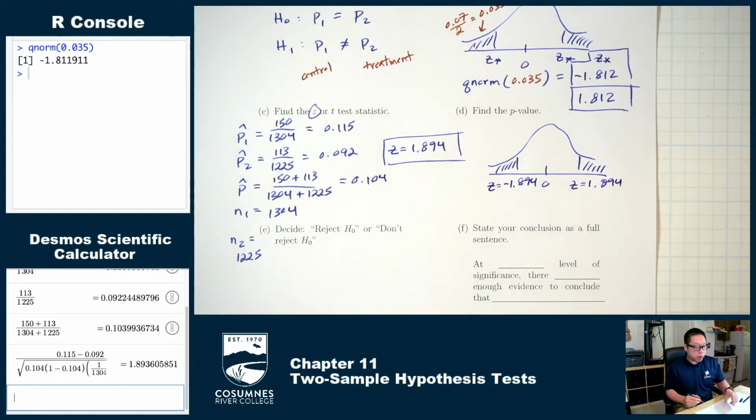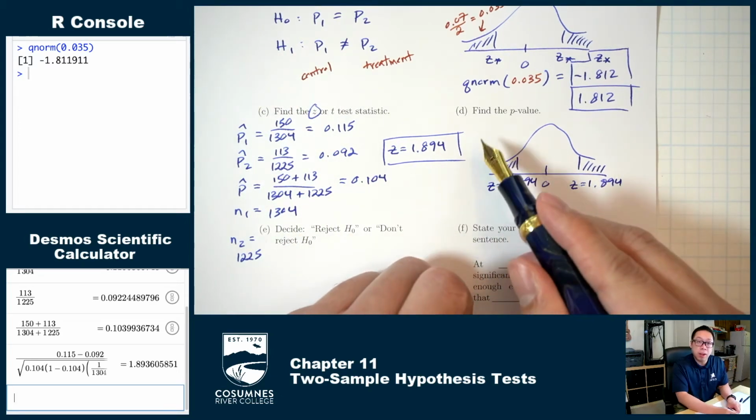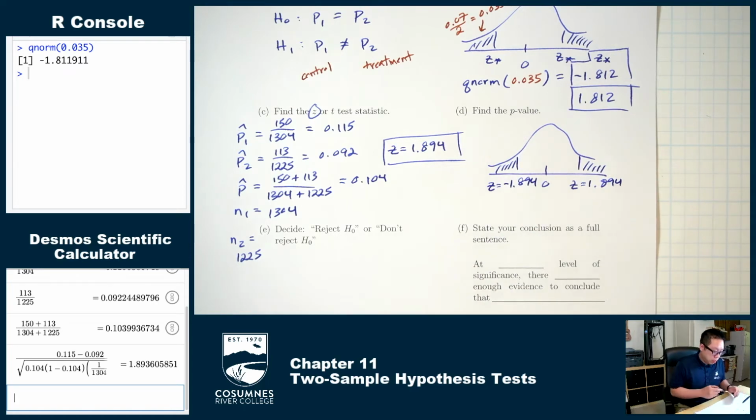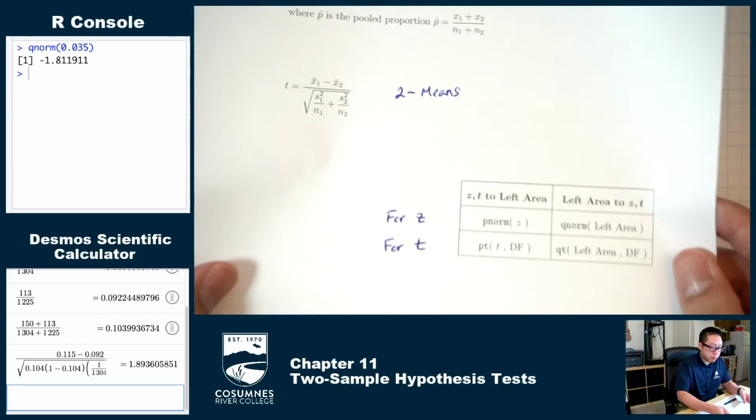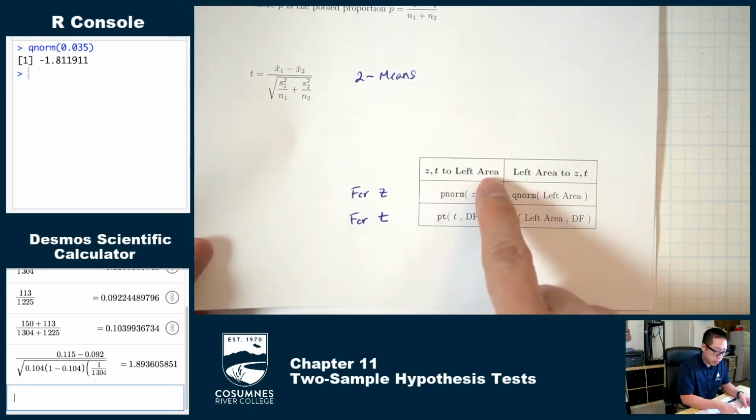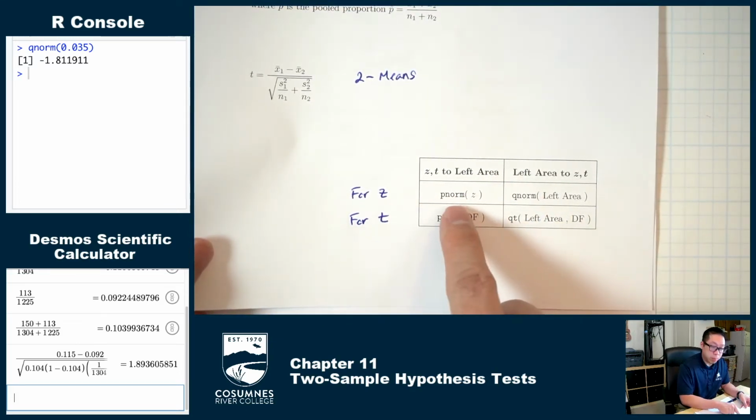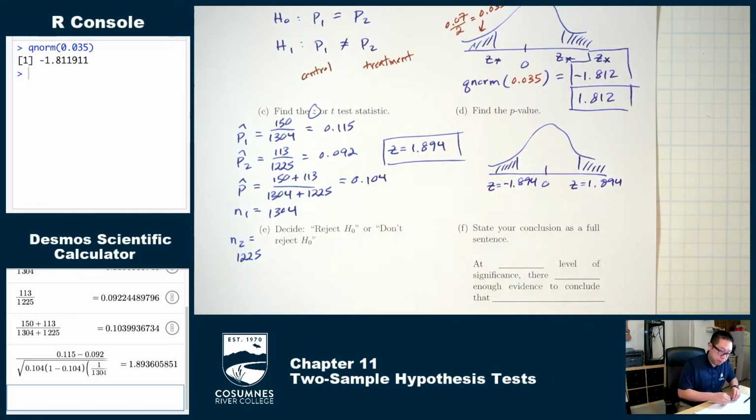And your job here is to find the shaded area. That's the p-value. This is really just a Z to area problem. So Z to area. Z to area for the Z situation is a p-norm. So we're going to p-norm something.